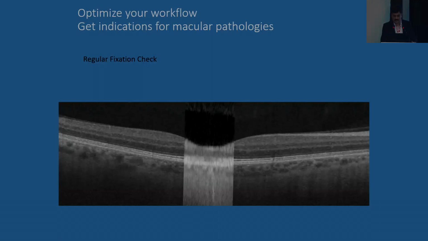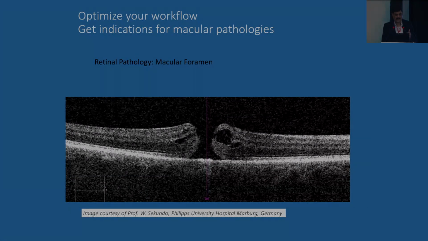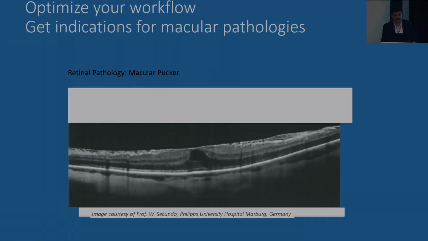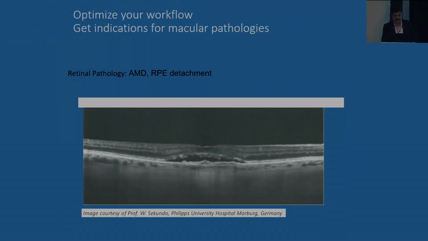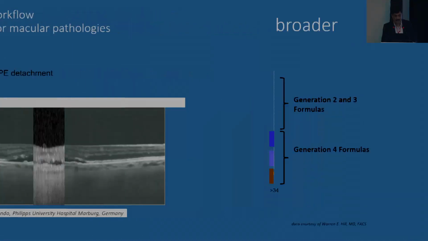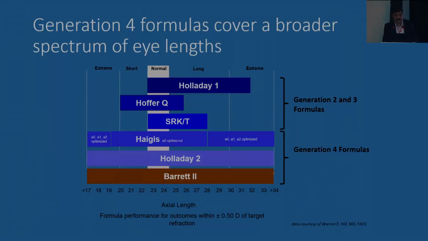So these are the few advantages with this. You can see even a macular foramen, a few macular puckers. You can pick up RP detachment even with the IOL Master 700. And all the fourth generation formulas cover a broader spectrum of eyes, like Holladay, Hoffer Q, SRK/T, especially SRK/T in case of high hypermetropia, and Holladay 2 or Barrett in case of myopia. So you can select and compare yourself.